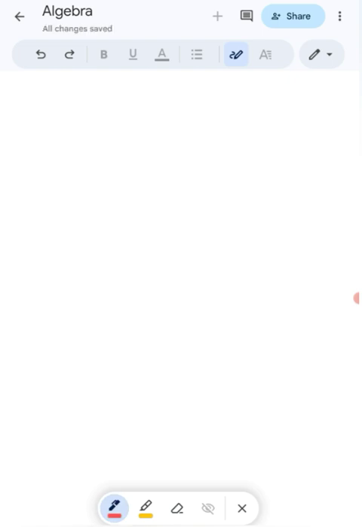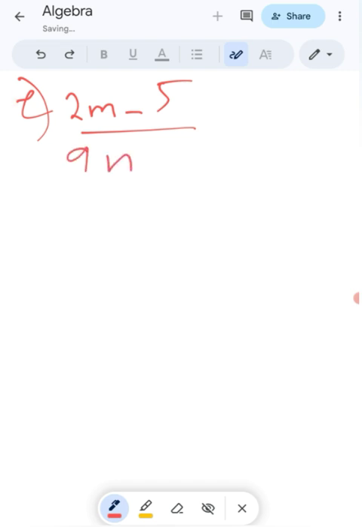So it was what? Part E: 2m minus 5 upon 9n minus 6. Here it was a minus, then m plus 3 upon 4 into 4 minus 6n. Okay, this was written here.